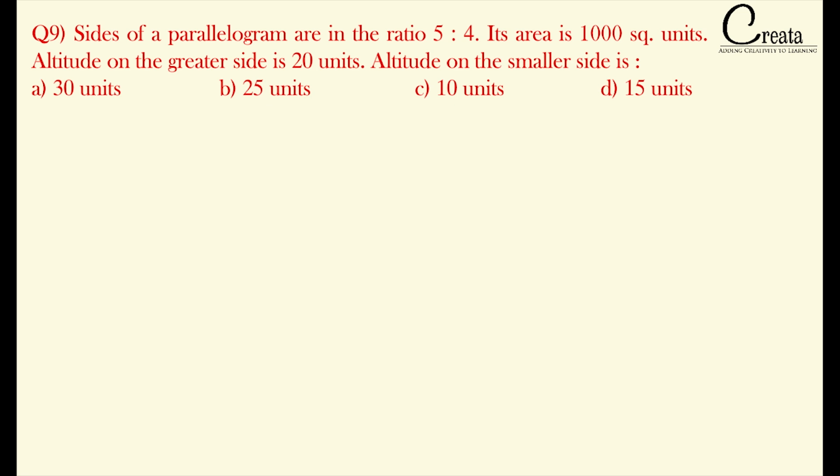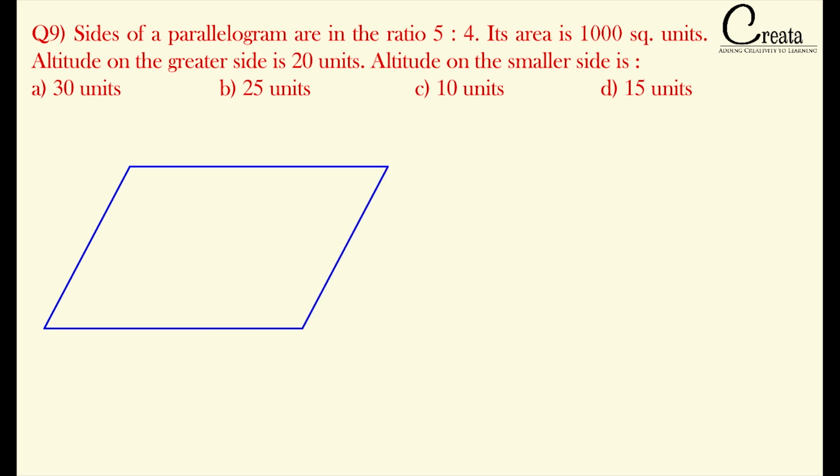This question is talking about a parallelogram whose sides are in the ratio of 5:4. So let's take a parallelogram and assume the sides of this parallelogram as 5x and 4x. The ratio will remain 5:4. Further, the area of this parallelogram is given as 1000 square units. Altitude on the greater side is given as 20 units. 5x is the greater side, so the altitude to 5x is given as 20 units. And we have to calculate the altitude to the smaller side. Here 4x is the smaller side, so this is the altitude to this side 4x, which means we have to calculate the length of this altitude.